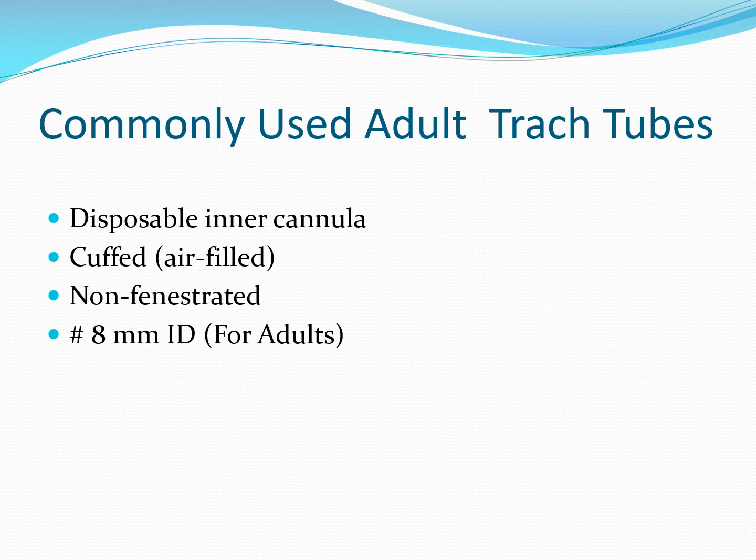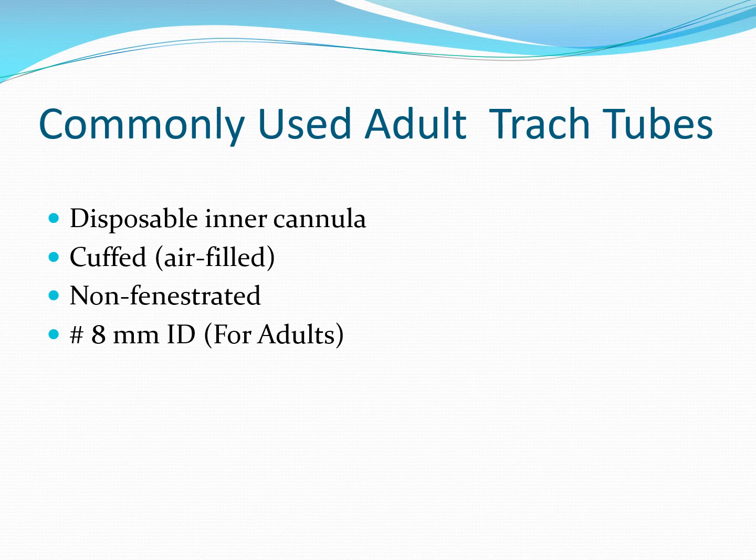There's a lot of features and design elements for tracheostomy tubes. Commonly used adult trach tubes have some of the following features. Many of them, probably over 90%, have a disposable inner cannula. Many of them are cuffed, air-filled. With a cuffed one, you don't have to use the cuff. You can deflate it, and you can use it in a similar manner to an uncuffed one. Once you have an uncuffed tube in place, if the patient requires mechanical ventilation, that trach tube needs to come out and they would need to have a cuffed tube put in.